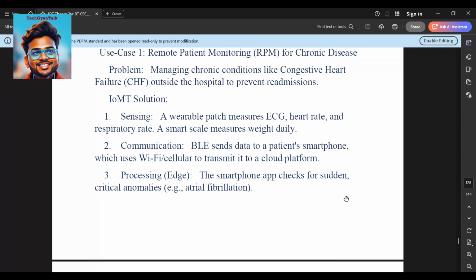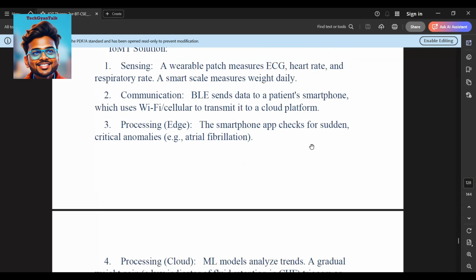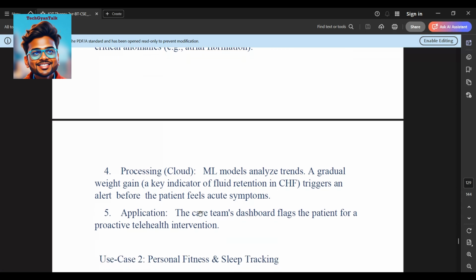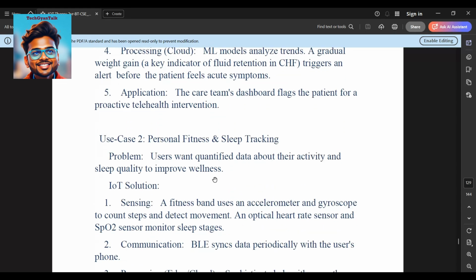Next is the communication part. BLE sends data to the patient's smartphone, which uses Wi-Fi or cellular to transmit it to the cloud platform. Processing at the edge: the smartphone app checks for sudden critical anomalies, for example atrial fibrillation. Processing in the cloud: ML models analyze trends, such as gradual weight gain, a key indicator of fluid retention in CHF, and trigger an alert before the patient feels acute symptoms. In applications, the care team's dashboard flags the patient for proactive telehealth intervention.